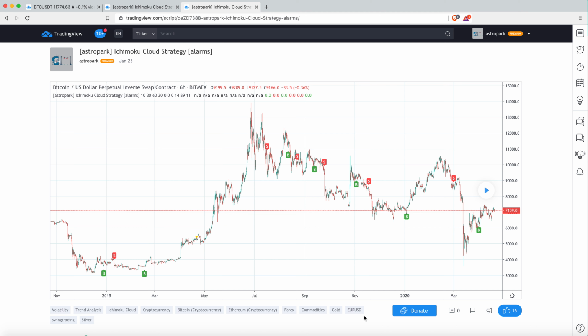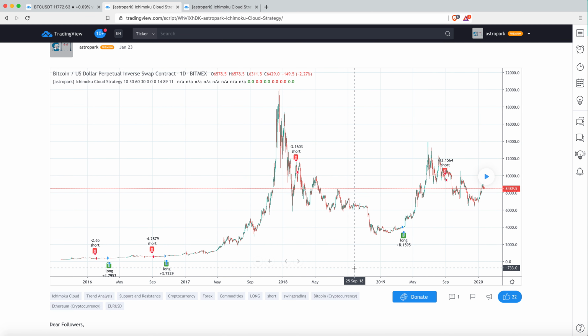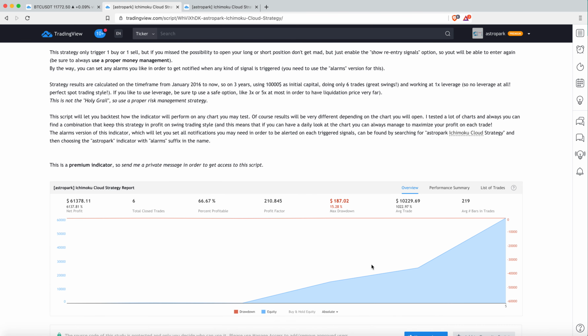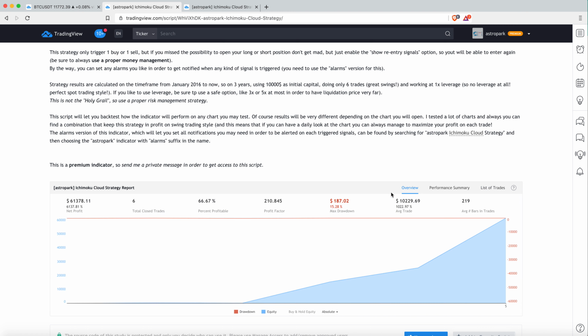This is Astro Park for another video in which I'm going to talk to you about my Ichimoku Cloud strategy indicators. As always, you have the alarms indicators, so you can set an alert for each signal you see printed on the chart, and you have also the strategy version, so you can see the backtesting of the indicator. For example, this is backtesting on maybe the whole history of Bitcoin on BitMEX, of course.